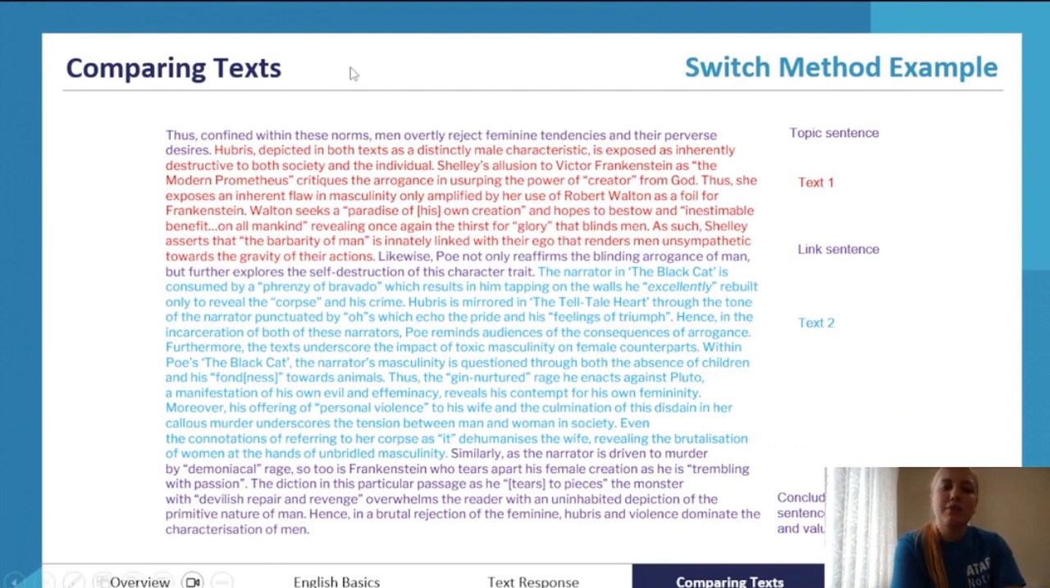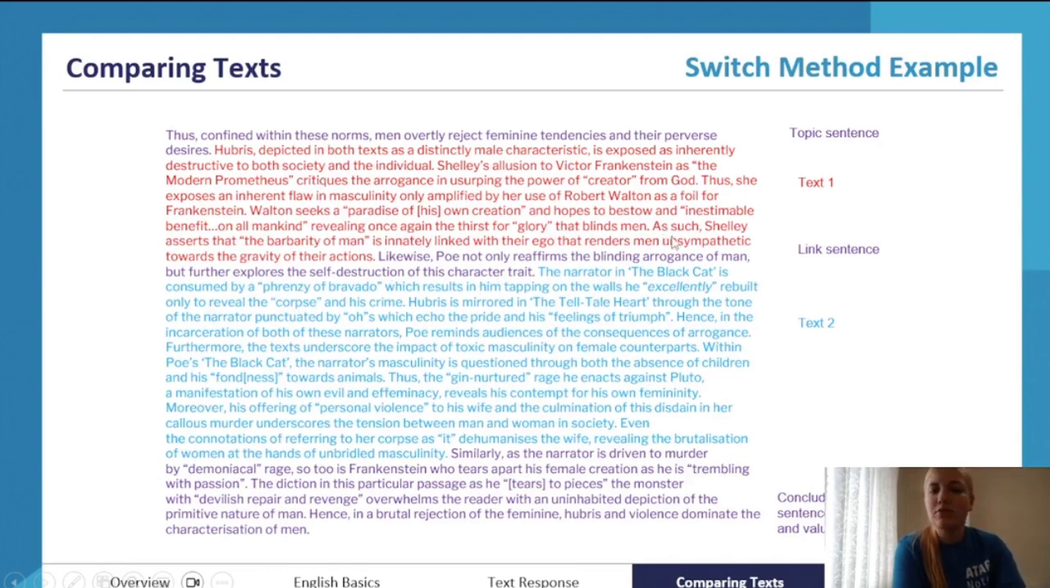And we see an example of a switch method. We see a topic sentence based on a similarity: "Thus confined within these norms, men overtly reject feminine tendencies and their perverse desires." Then we see a discussion of text one. It's a bit of evidence from, is it from Frankenstein? Yes, it is. A little bit of evidence and analysis from Frankenstein, analyzed in not extensive detail, but just enough to really establish those key ideas about our argument.